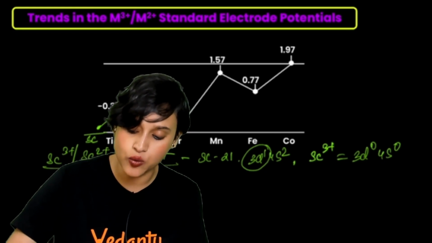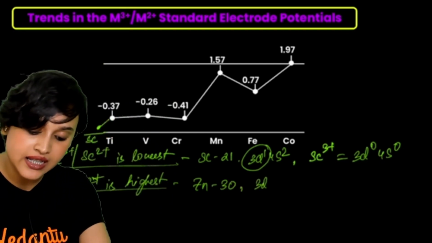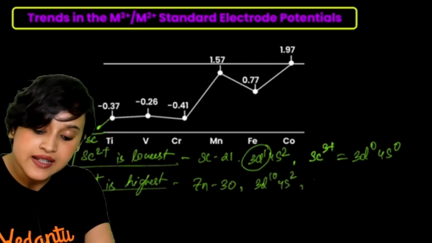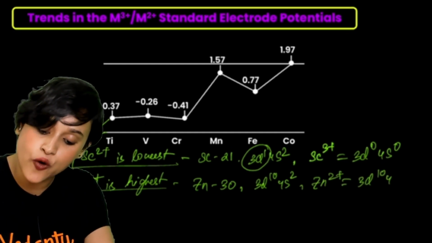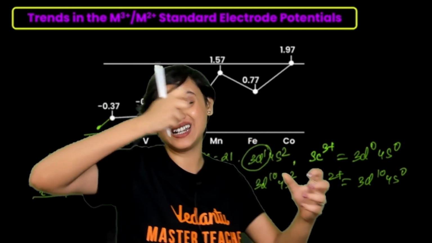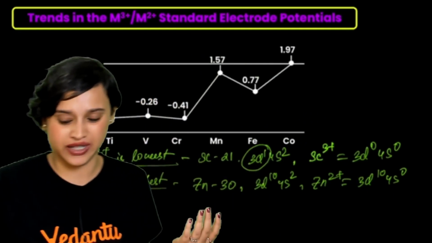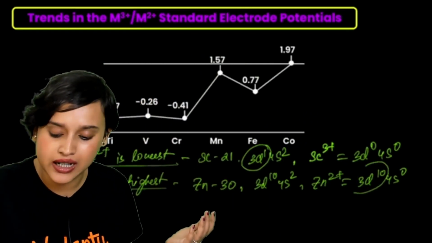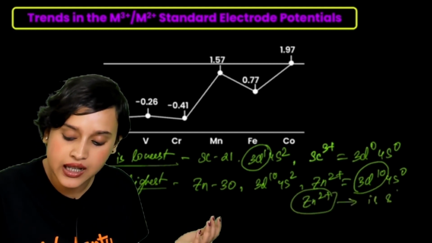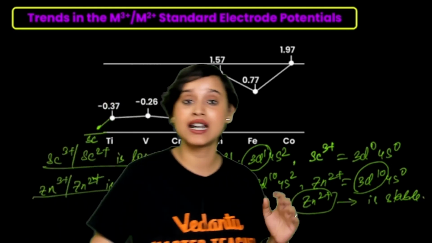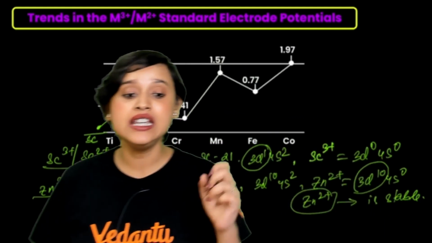Once again, my dear students, what can be the reason? We all know that zinc is atomic number 30. That means it is 3d10 4s2. Zinc in the 2+ state is very stable. It becomes 3d10 4s0. If you want to take away another electron from the fully filled d orbital, it would not want to give away. So we understand that Zn2+ is highly stable. That is why Zn3+ to Zn2+ will have the highest E naught value.